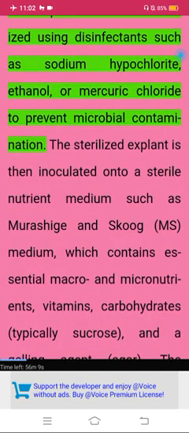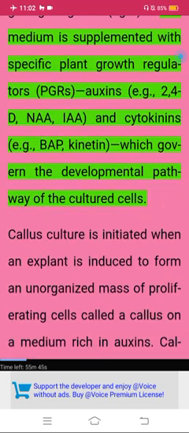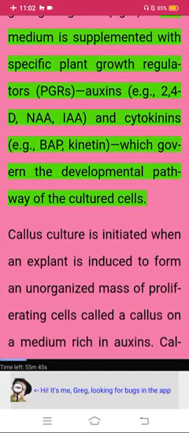The explant is surface sterilized using disinfectants such as sodium hypochlorite, ethanol, or mercuric chloride to prevent microbial contamination. The sterilized explant is then inoculated onto a sterile nutrient medium such as Murashige and Skoog (MS) medium, which contains essential macro and micronutrients, vitamins, carbohydrates, typically sucrose, and a gelling agent, agar. The medium is supplemented with specific plant growth regulators (PGRs): auxins, e.g., 2,4-D, NAA, IAA, and cytokinins, e.g., BAP, kinetin, which govern the developmental pathway of the cultured cells.